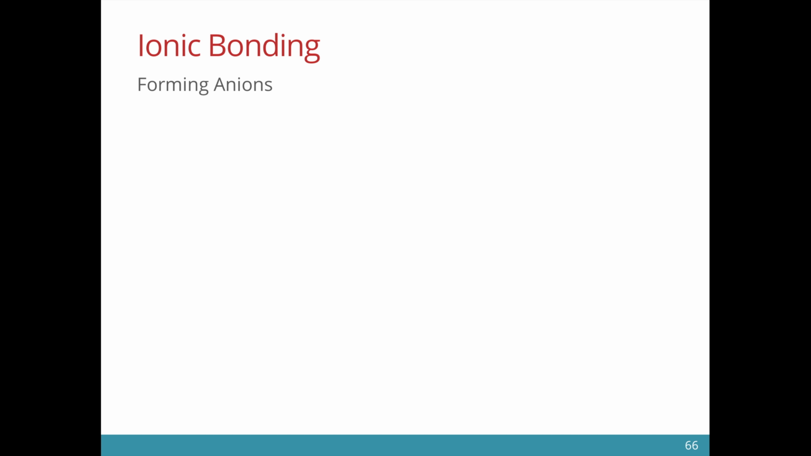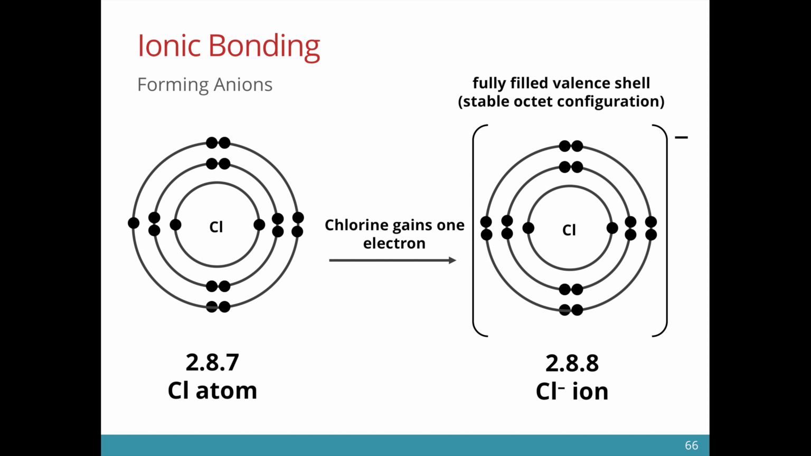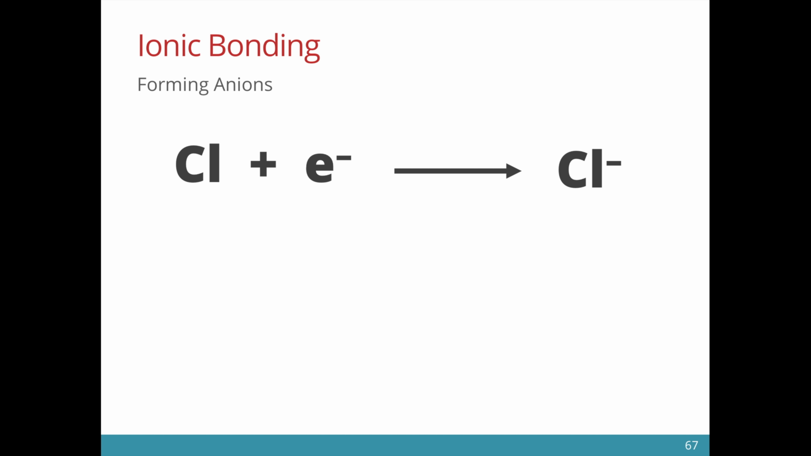The same goes for anions. Let's look at the chlorine atom. Chlorine is in group 7. It has 7 valence electrons. There is a tendency for chlorine to gain 1 electron to form a chloride ion, and this chloride ion has a fully filled valence shell. Again, the half equation or the ionic equation, we have the chlorine atom, which gains 1 electron, that's why plus e, to form the chloride ion.